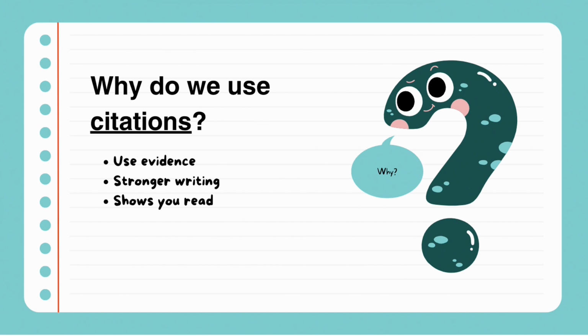And why else do we use citations? We might use citations to use evidence from textbooks or readings. We want our writing to be stronger, so if we use evidence in our writing, then we can have a stronger paper that we just wrote. And it also might show that you read a book or read the text if you're using a citation in your paper. It's just important to use citations to maybe prove your point and make sure your reader understands what you're talking about.